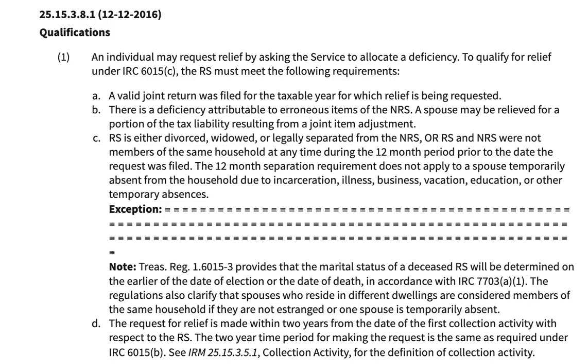So these regulations also clarify that spouses who reside in different residences are considered members of the same household if they are not estranged or if one spouse is temporarily absent. So if they live in two different houses because of whatever reason, but they're not actually separated or in the divorce process, then they're considered to be in the same household.